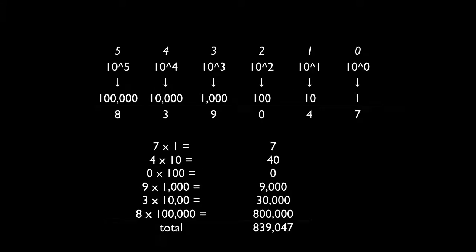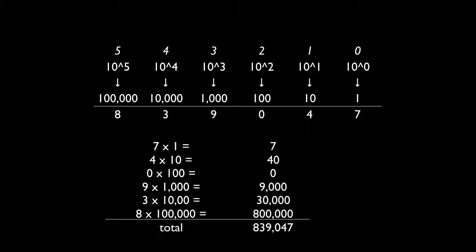So our numbers, when we're doing base 10, look like this. 10 to the 0 is what? 1. So you might have some 1s in this column. 10 to the first is 10. You might have some 10s. And these digits tell us how many we have. 10 to the second is 100, 10 to the third is 1,000, 10 to the fourth is 10,000, 10 to the fifth is 100,000. So if we have 8 100,000s, 3 10,000s, 9 1,000s, 0 100s, 4 10s, and 7 1s, we can add all these up column by column, and we get this number, 839,047.